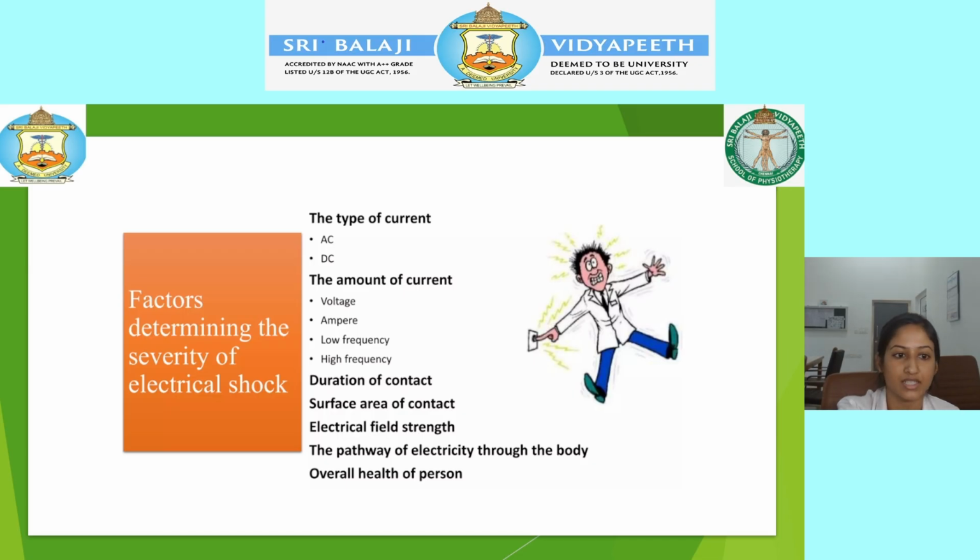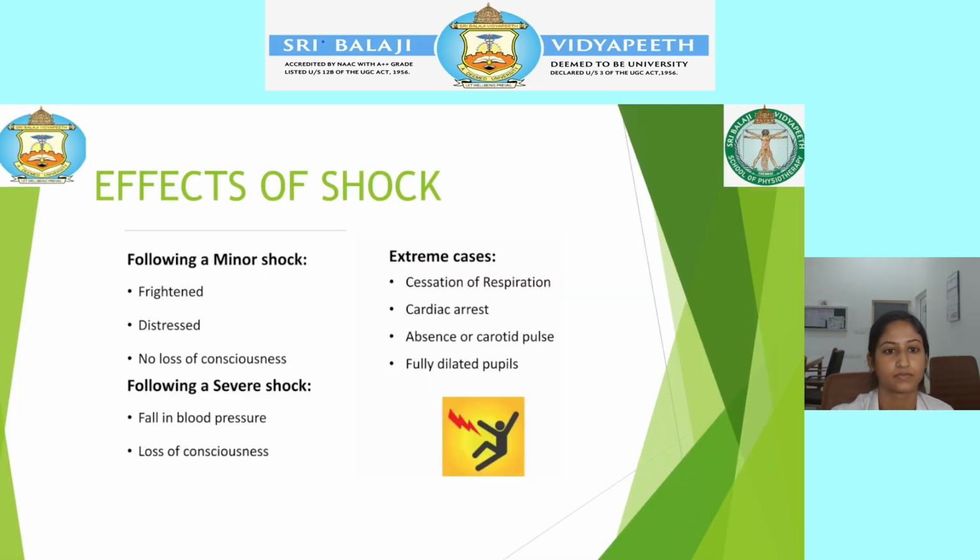Then what are the factors determining the severity of the electrical shock? The type of current, the amount of current, the duration of current, the strength and area of current, the electrical field strength, the pathway of the electricity through the body, and the overall health of the person. So these are the factors that determine the severity of the electrical shock.